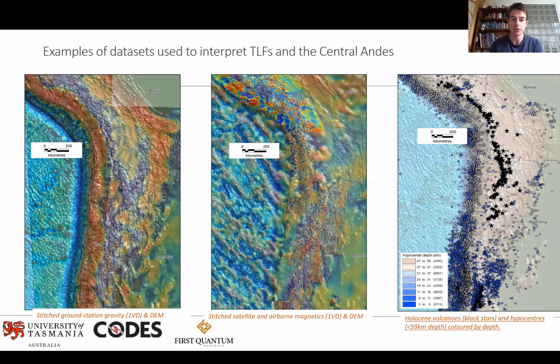We've also worked with regional scale gravity across the entire region. This is ground station gravity on the left-hand side. That particular image has got a depth of investigation of about 30 kilometres into the crust. The middle image is magnetics, so the background image is satellite magnetics, which is obviously very coarse, but draped on top of that are regional magnetic surveys, which actually cover most of the Central Andes.